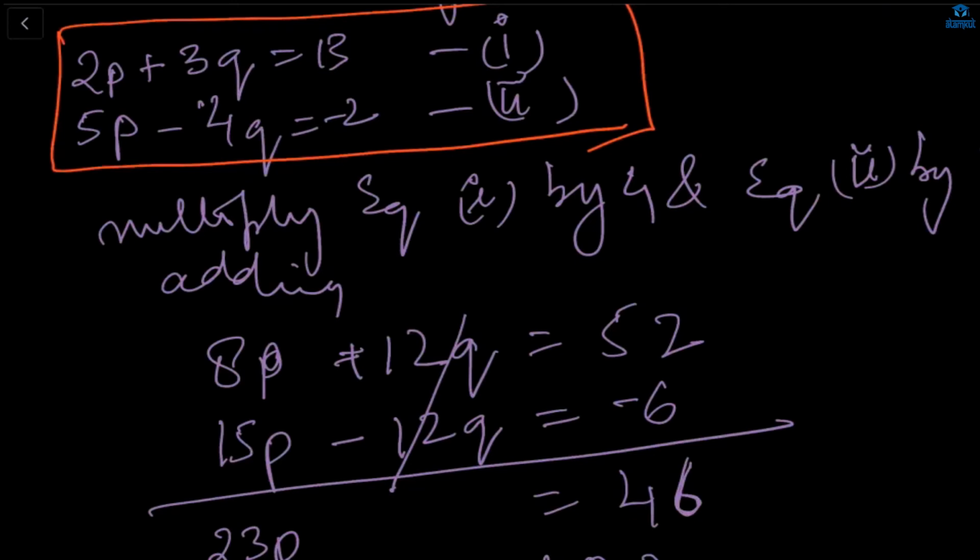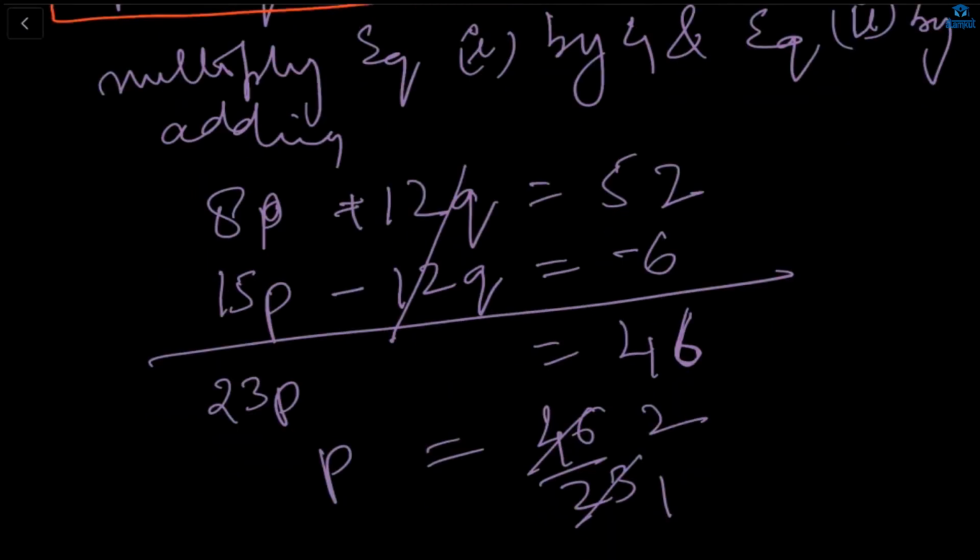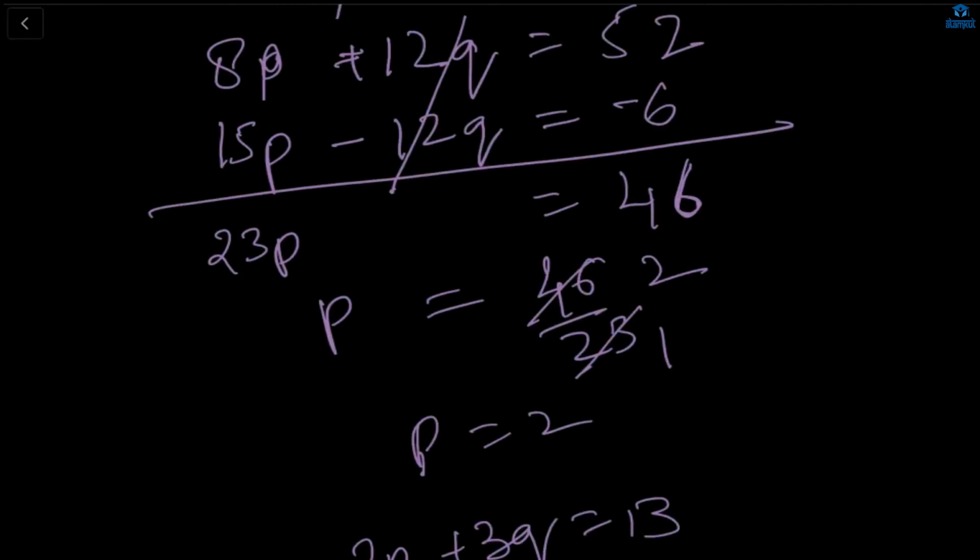But we cannot multiply only q, we have to multiply the whole equation, so I am multiplying equation number 1 with 4 and equation number 2 with 3. Your first equation becomes 8p plus 12q is equal to 52, and your second equation becomes 15p minus 12q is equal to minus 6. Now plus and minus 12q are eliminated. We are left with only one variable, p. Adding, we got 23p is equal to 46, so p is equal to 46 upon 23, which gives p is equal to 2.